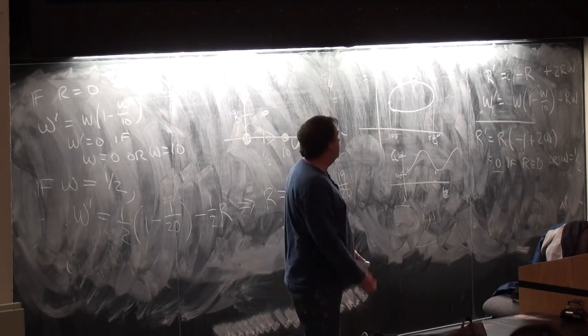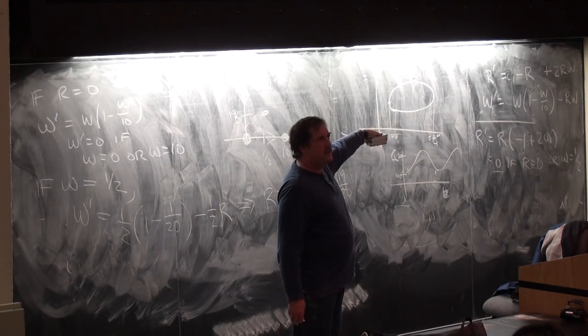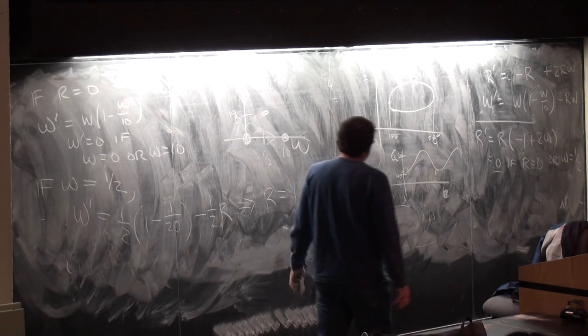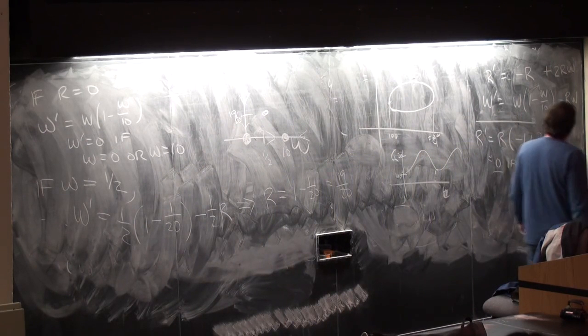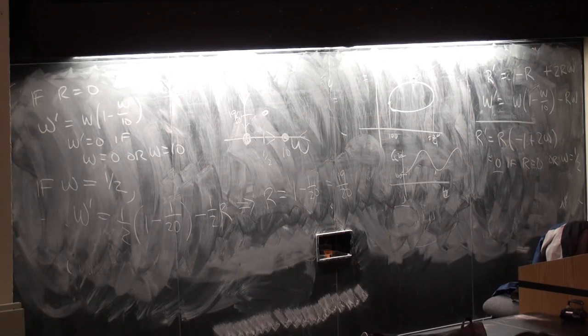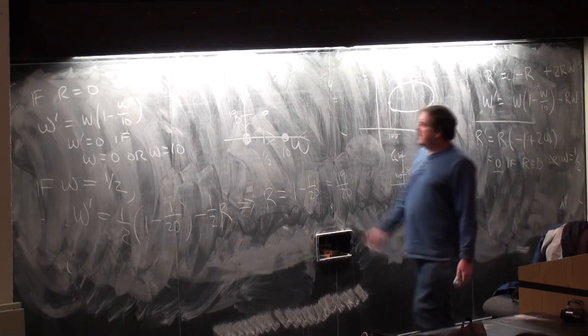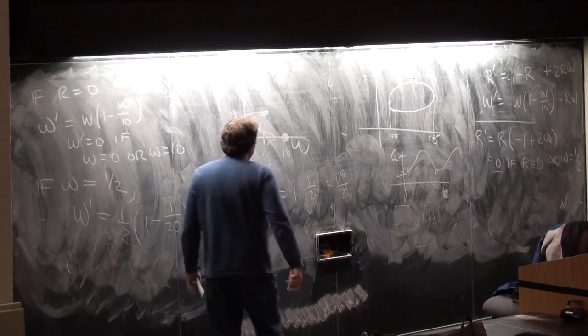So what we do is we divide this up into regions and look when the slopes are positive and negative and so on. Right? So if W is small and R is small, then W grows, but it needs to be less than 10. Then W grows and R decreases. So in this region, it goes like that.